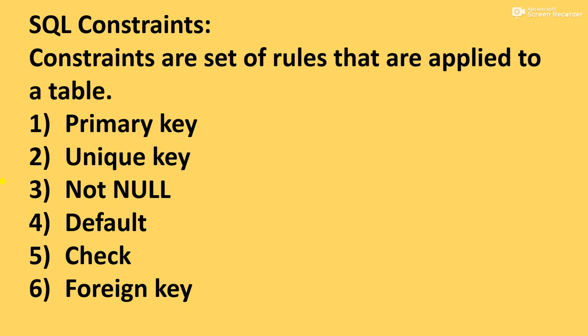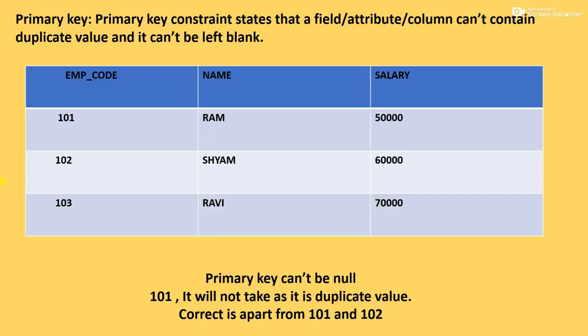Now, students, some constraints. Constraints are the set of rules that you want to apply on the table. Maybe for a column you have created, you may want to make it a primary key, or you want to make it a unique key. So these are all constraints. Let's discuss one by one. These constraints are the set of rules that are applied to any table. Now let's see what the primary key is.